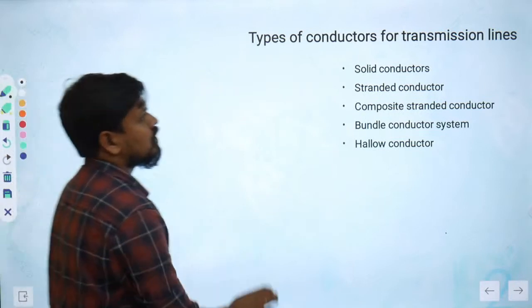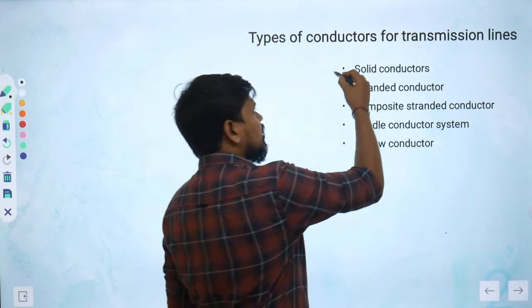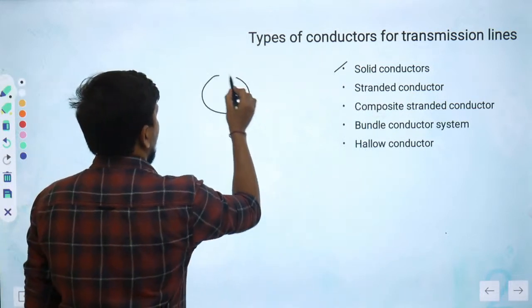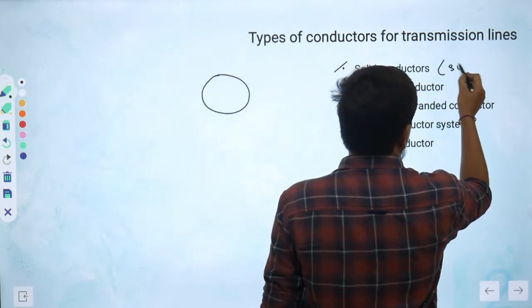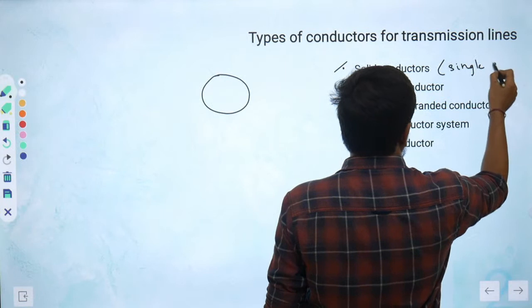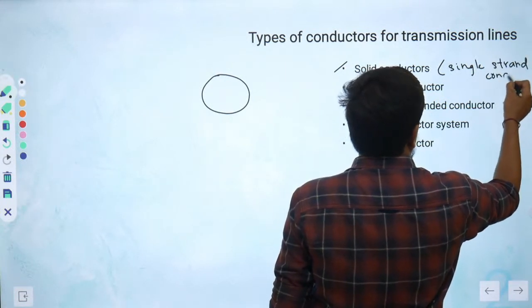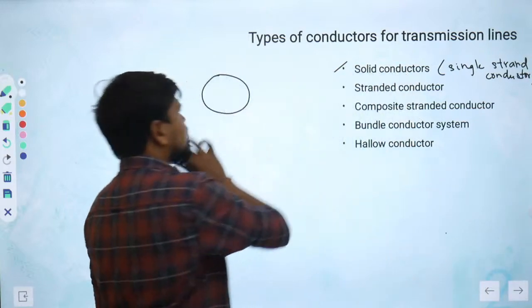Okay, for transmission lines, what are the types of conductors, meaning the solid conductors, we can use? So that means the solid, a single strand. Okay, solid conductor, otherwise we can call it a single strand conductor. So that means a single strand will be there.